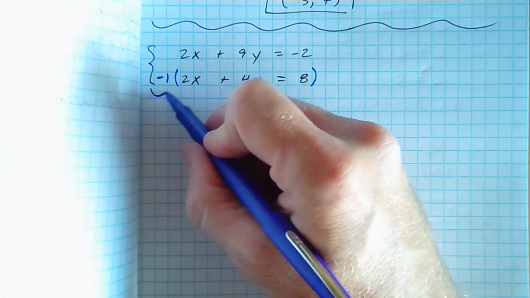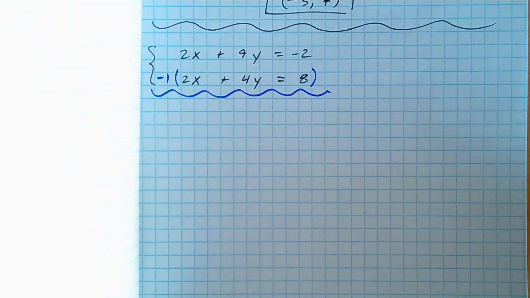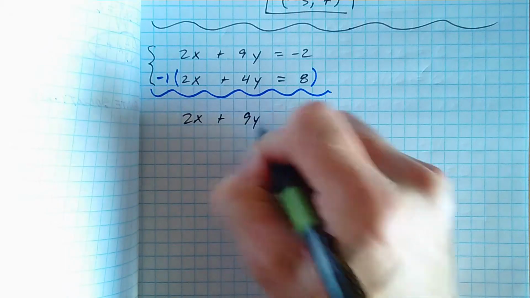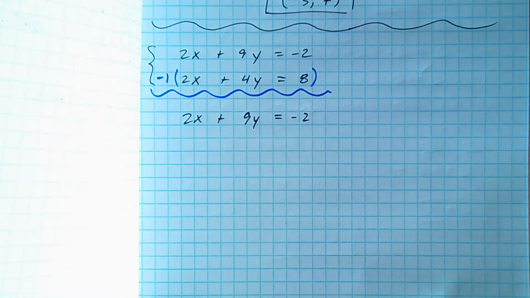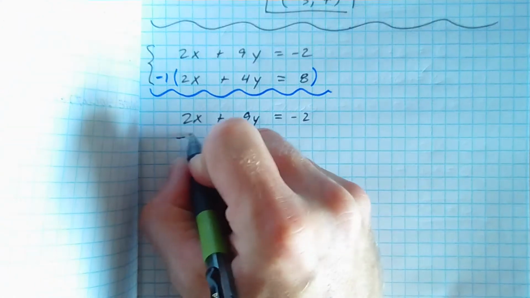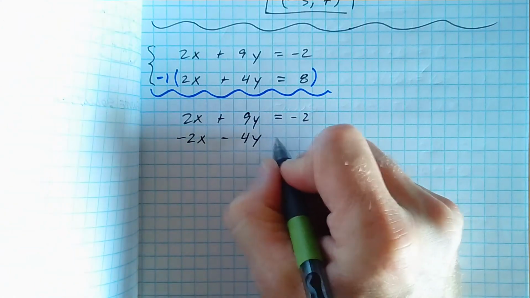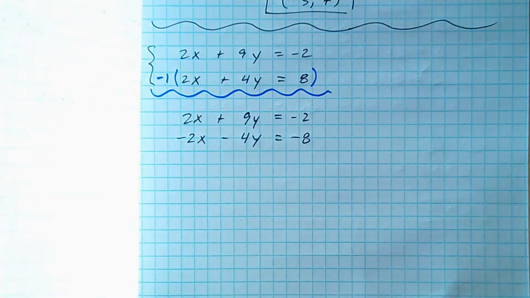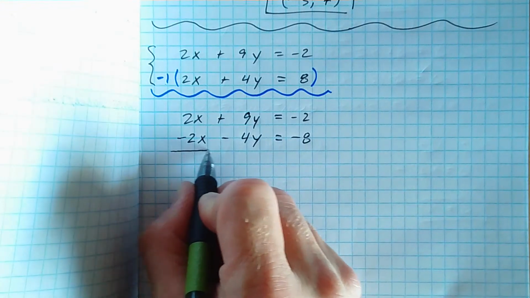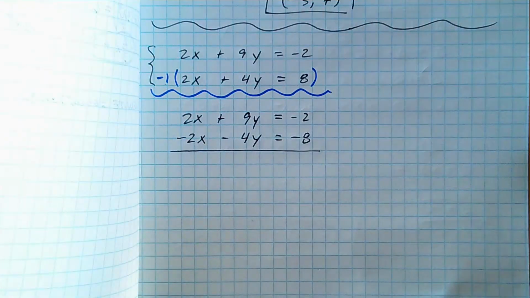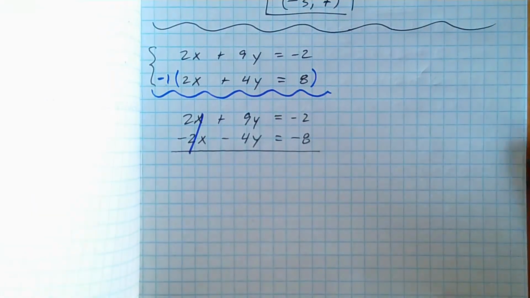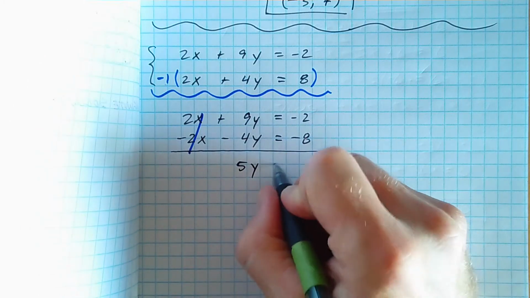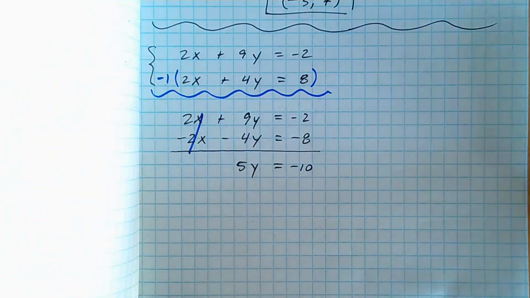And after I do that, I'm going to end up with my top equation. I'm just rewriting it, 2x plus 9y equals negative 2. And when I distribute this negative 1, I'm going to have negative 2x minus 4y equals negative 8, right? I distributed this negative 1 to every term in this equation. And now I can do what I did on that first example. I can add these together, and this 2x and negative 2x, those are going to cancel out. 9y and negative 4y are going to be 5y, positive 5y equals negative 10.